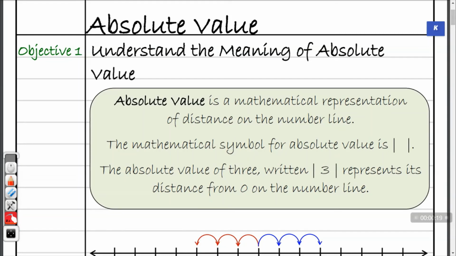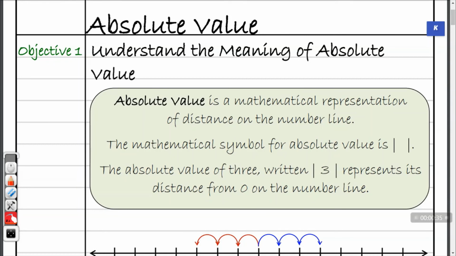To start off, let's take a look at our definition here: absolute value is a mathematical representation of distance on the number line. The mathematical symbol for absolute value is these two vertical lines. It looks like basically straight parentheses, if you will, and we will often treat them like parentheses with an additional aspect to it, which we're going to talk about.